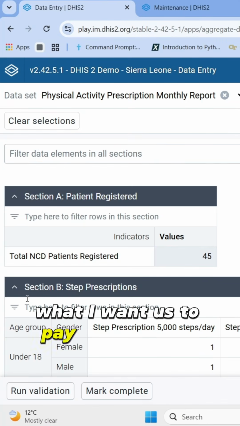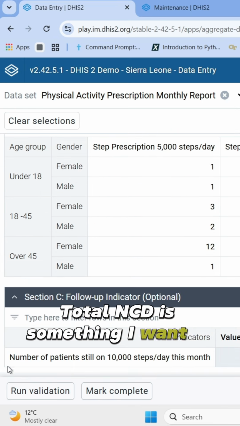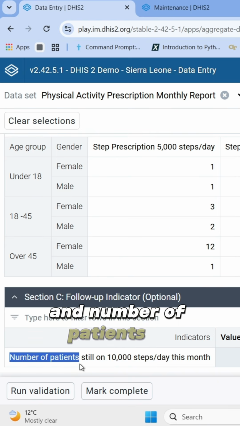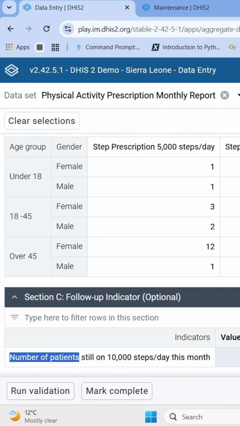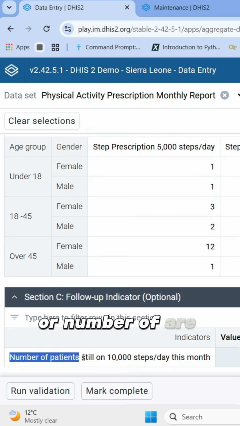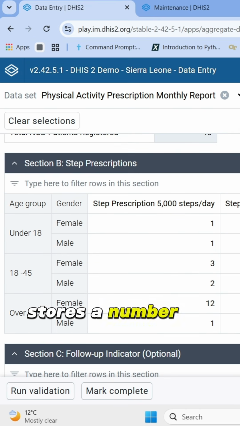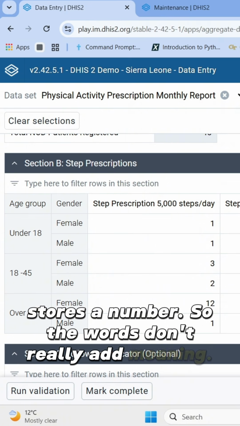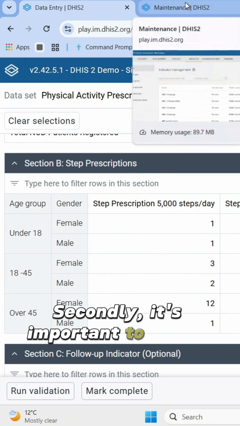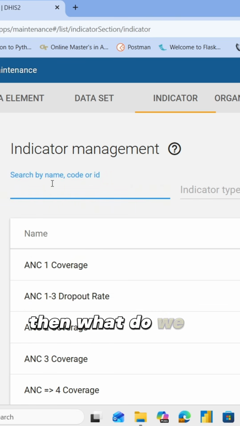Okay, so what I want us to pay attention to here is the word total in the NCD patients registered. Total NCD is something I want us to highlight, and number of patients is something else I want us to highlight. We need to pay attention to these because the words total and number of patients or number of are not necessary. This is because every data element already stores a number, so the words don't really add meaning. Secondly, it's important to notice this, which would change it. So if they don't have a meaning, then what do we do, right?